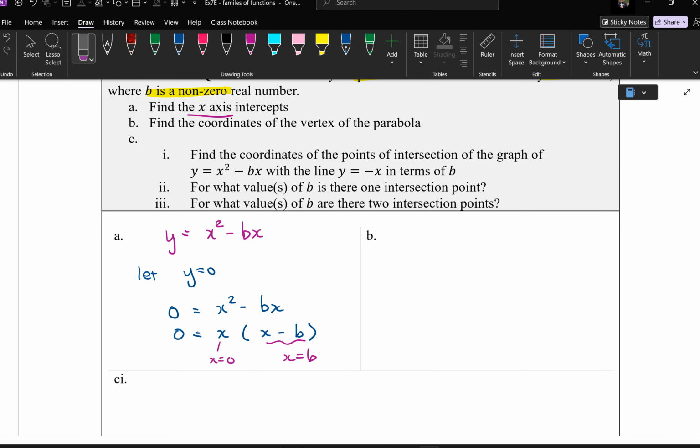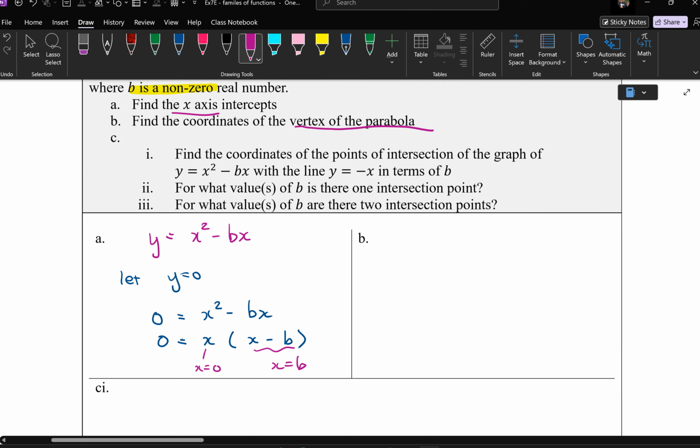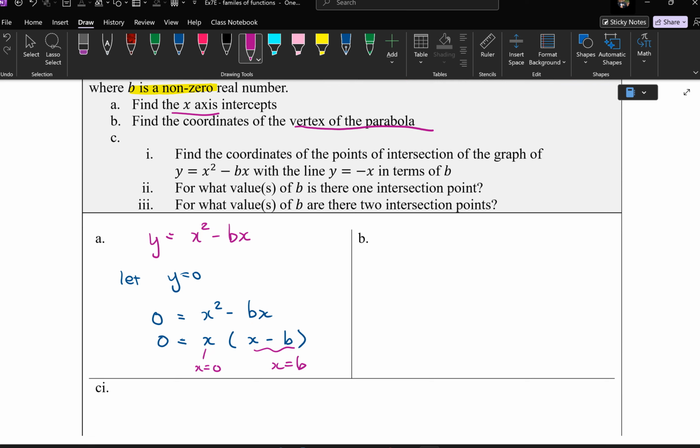Yeah. All right, B. Find the coordinates of the vertex of the parabola. What's a vertex of a parabola really asking? Turning point. So you've currently got y equals x squared minus bx. How do I find the coordinates? Notice the word is coordinate, so you need the x and y coordinate. How do I find the turning point?